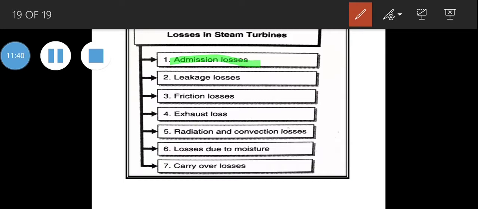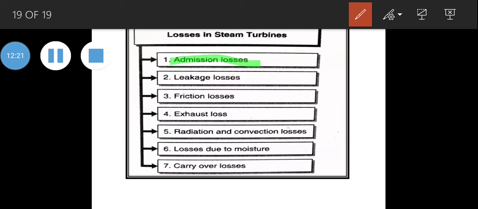So let's see what the leakage losses are. As the name itself says, leakage losses are the losses taking place through the main valve and regulating valve, seals and glands, the space between the nozzle and the moving blades, the space between the diaphragm and the shaft of the turbine, and the space between the moving blades, rings and turbine casing, which leads to the loss of steam. That we consider as leakage losses.